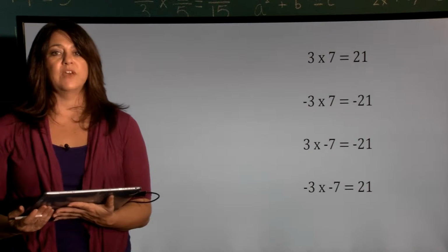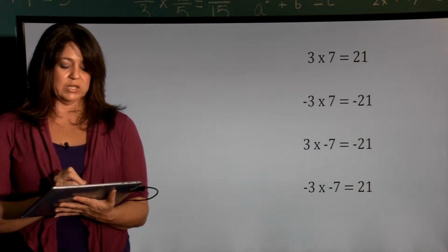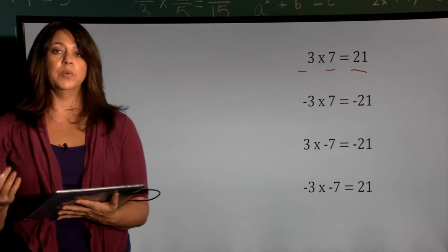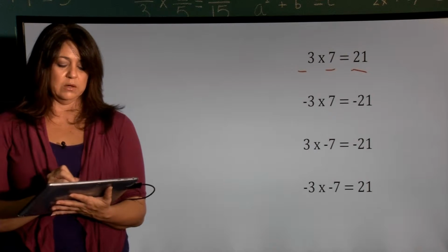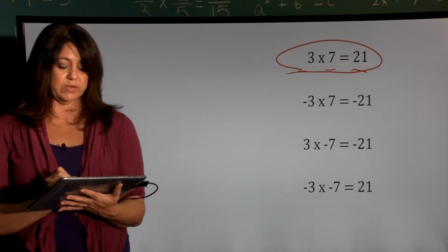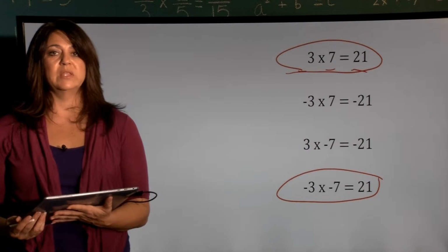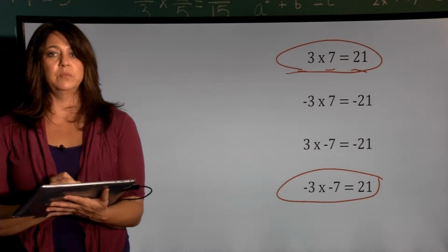Let's look at some fact families to help this make a little more sense. In each case, we're multiplying 3 times 7. So the number part of the answer will always be 21. Here we have two positives, positive 3 times positive 7. And here we have two negatives, negative 3 times negative 7. As long as the signs are the same, the answer will be positive.